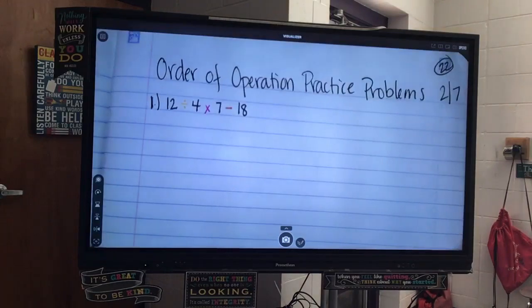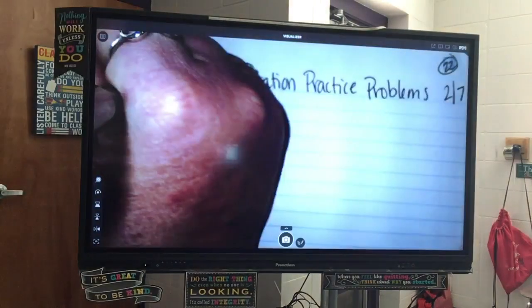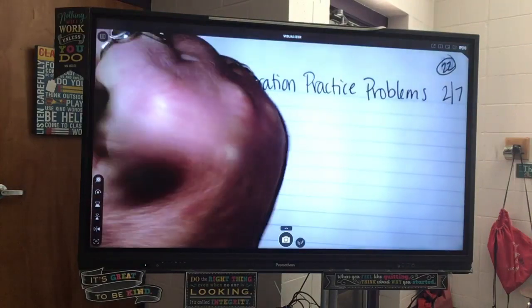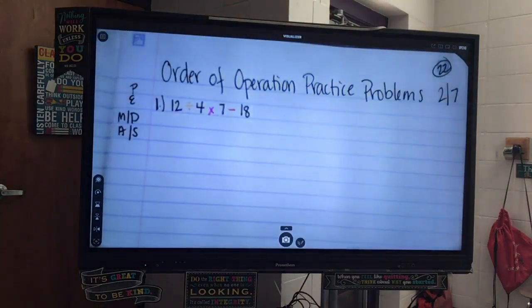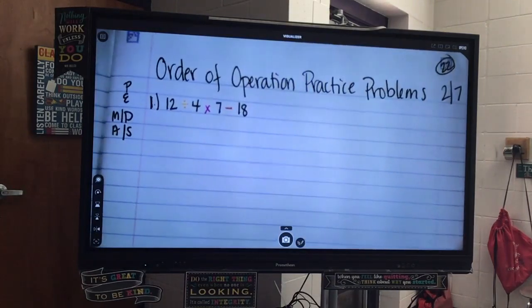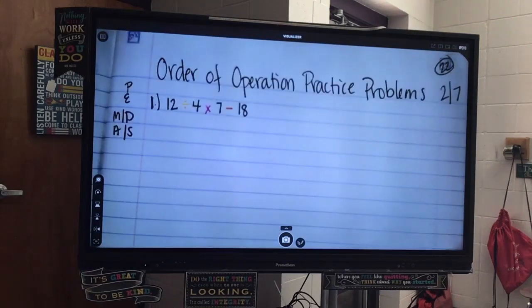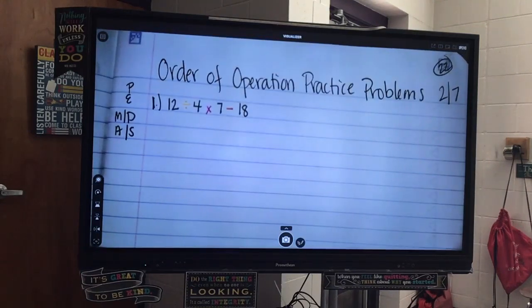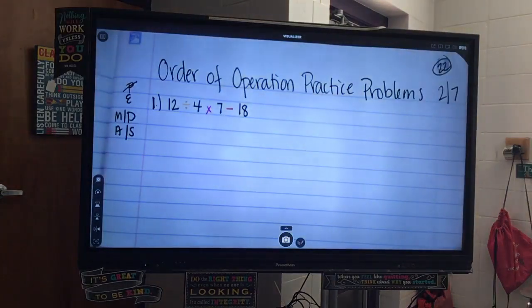Alright, so if we're going through PEMDAS, I want you to write this on the side: PEMDAS. Write that on the side, and you're going to see why I'm having you do this as well. So what is the first step we're looking for? What is the first step that we are always looking for when we're doing order of operations? Parentheses. Do we have parentheses in this first problem? No, so I want you to cross off the P in your list.